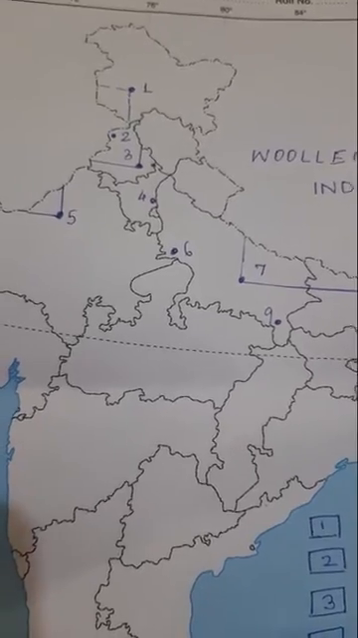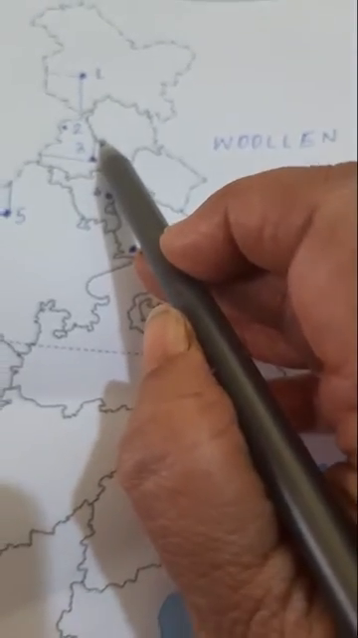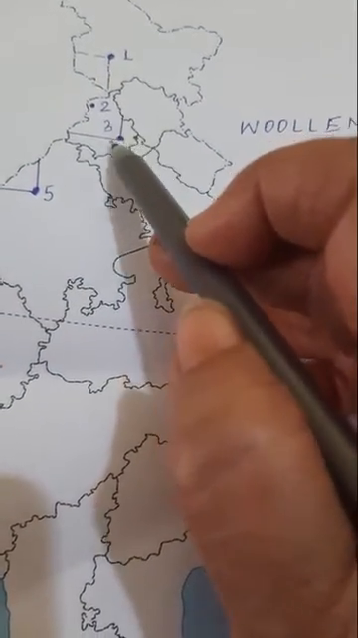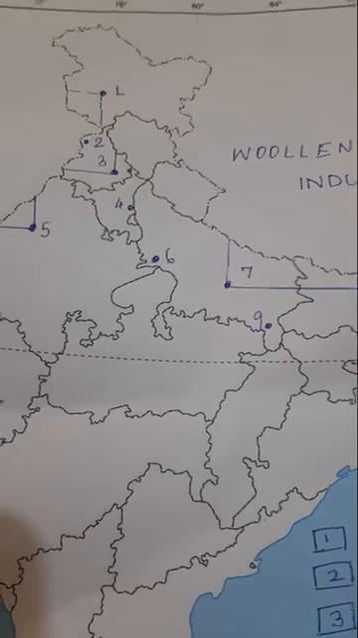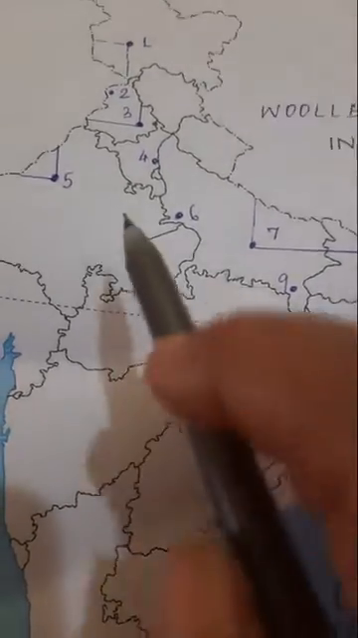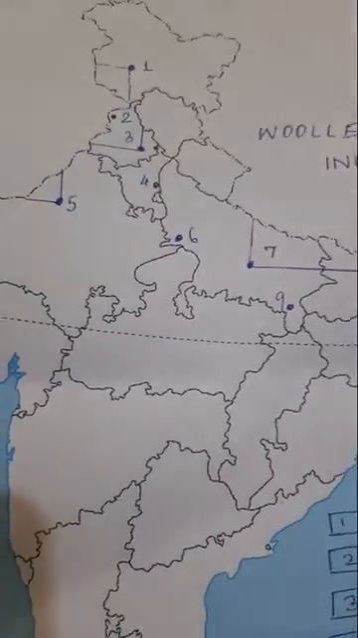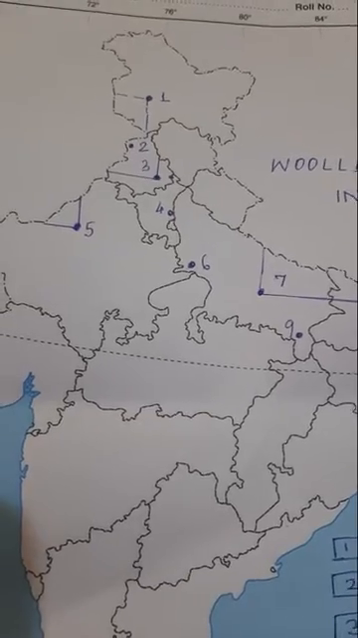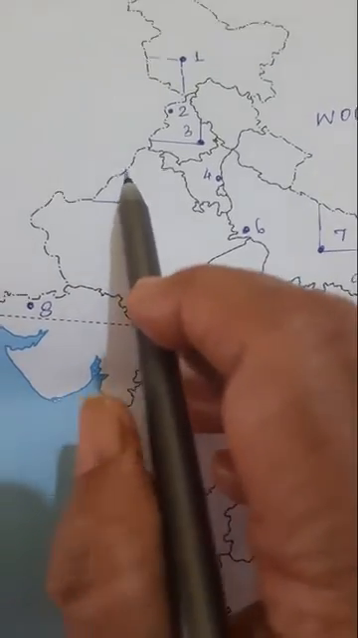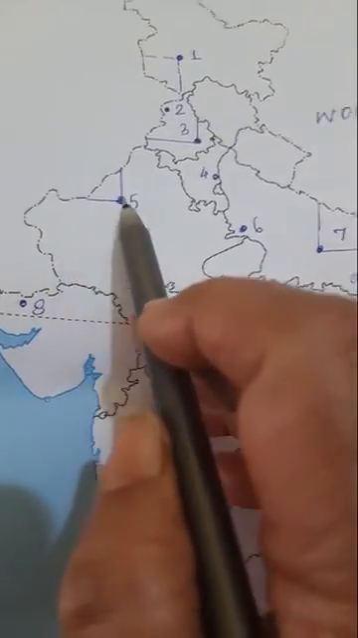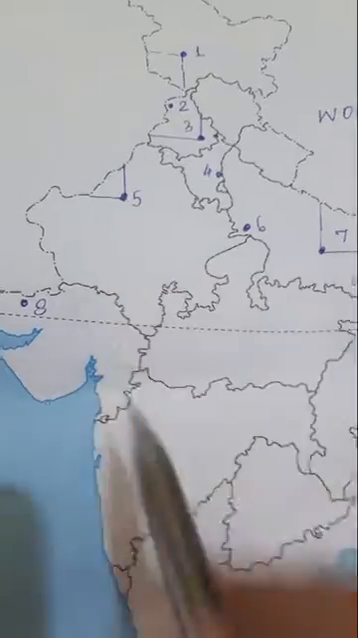The third one is Ludhiana. For locating Ludhiana, one line from this bulge of our Himachal Pradesh and Punjab border, another from this point. So you can easily get Ludhiana. Panipat is just above our Delhi border. Little bit above the Delhi border, we have Panipat. Number 5 is Bikaner. For locating Bikaner, one line from this bend, another line from this bend, you get the location of Bikaner.